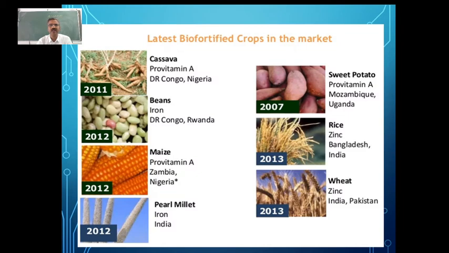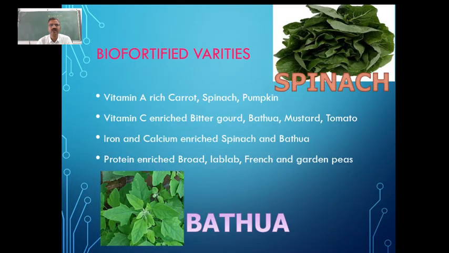And you can see the latest biofortified crops which are available in the market, like cassava rich in provitamin A, beans rich in iron, maize rich in provitamin A, pearl millet rich in iron, sweet potato rich in provitamin A, rice rich in zinc, wheat rich in zinc. So we have different varieties which are all biofortified.